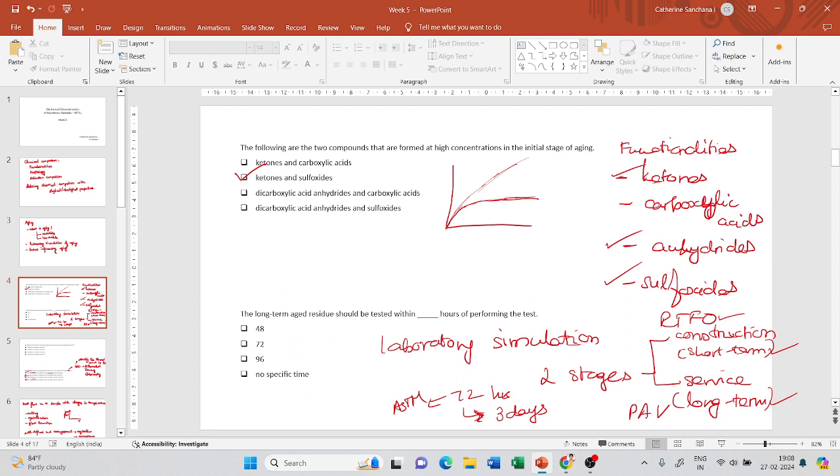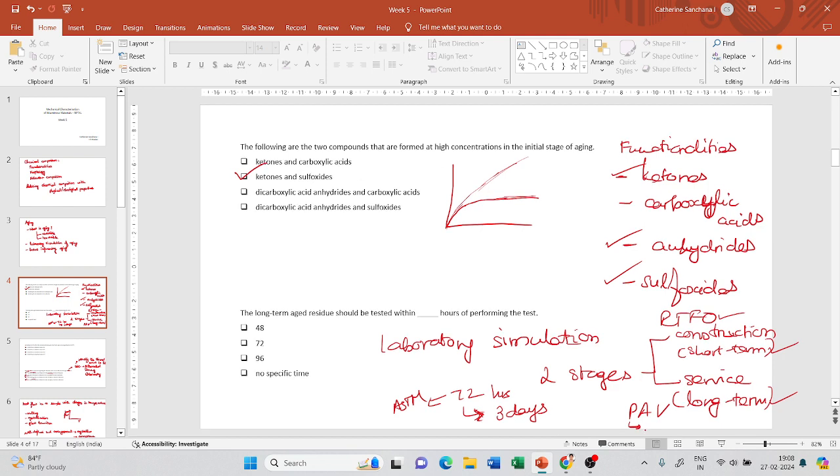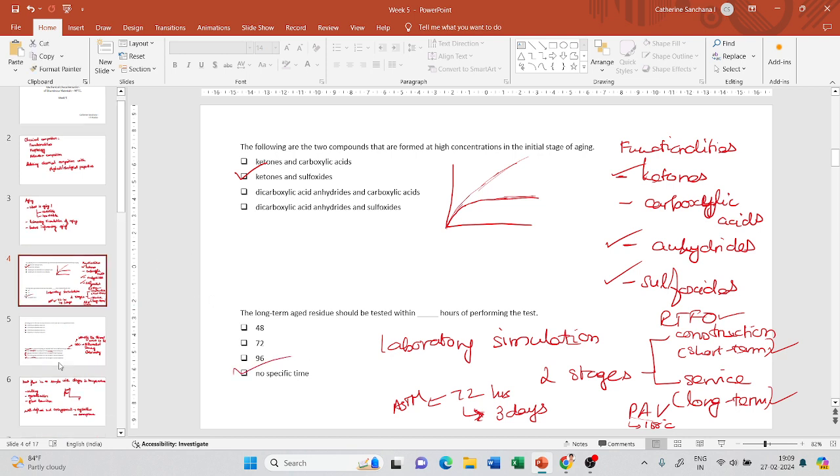You can use it as long as you want, but you have to heat it to 168 degrees Celsius, mix it thoroughly to get homogenization, and then use it before testing. That is the condition that they specify in ASTM. So the long-term aged residue, which is my PAV aged sample, should be tested within dash hours of performing the test. So there is no specific time to it.